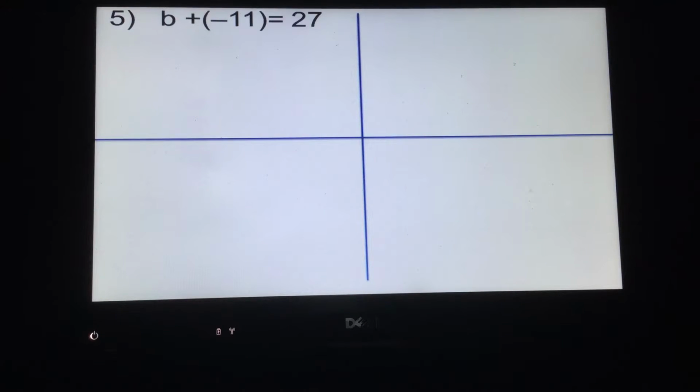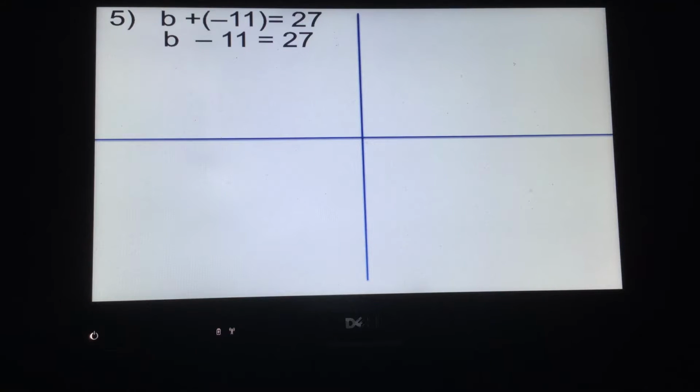All right, number 5. Now, number 5 looks kind of funny because we have a plus and a minus in there. Whenever you have something like this, it says b plus a negative 11. If you're ever adding a negative number, what you need to do is understand that adding a negative is the same thing as subtracting. Now, b plus a negative 11 can be rewritten as b minus 11 equals 23. Again, if you're adding a negative, it's the same thing as subtracting. And if you think about multiplying, what happens when you multiply a positive and a negative together? You get negative. So there's your negative 11.